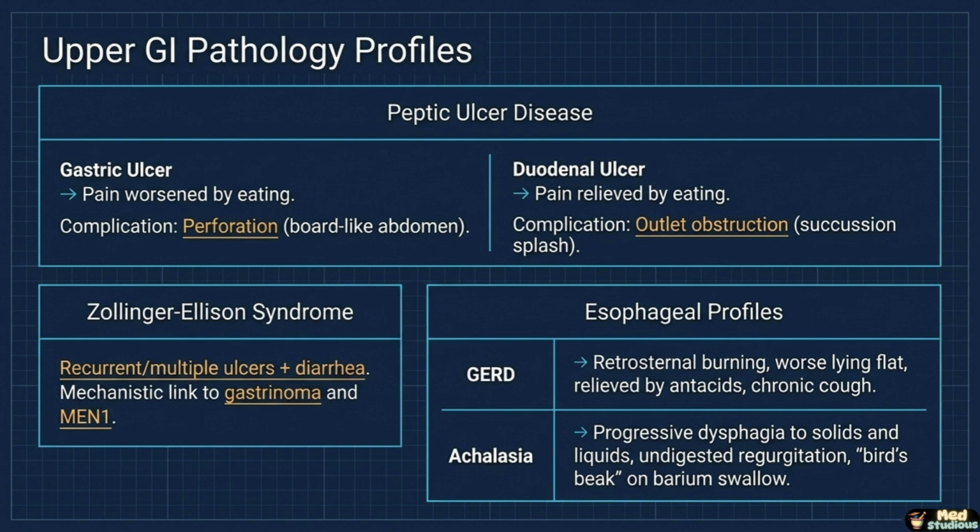Achalasia, in contrast, presents with progressive dysphagia to both solids and liquids from the very onset, along with regurgitation of undigested food. And the bird's beak narrowing seen on barium swallow is the radiological signature every exam expects you to recognize instantly.